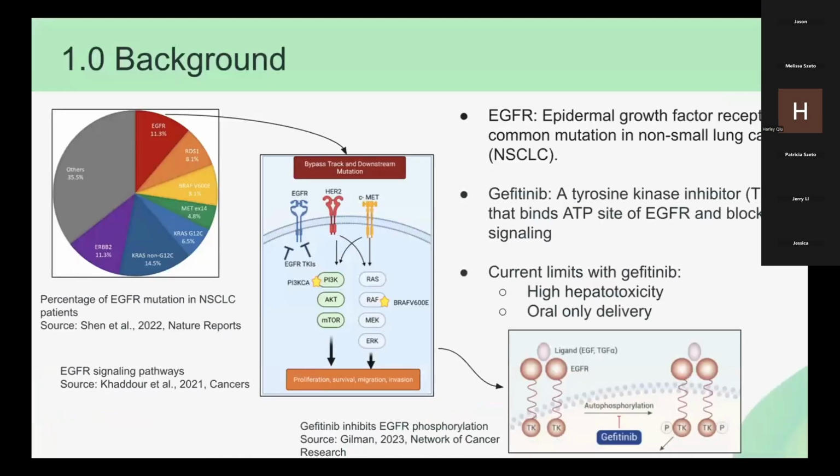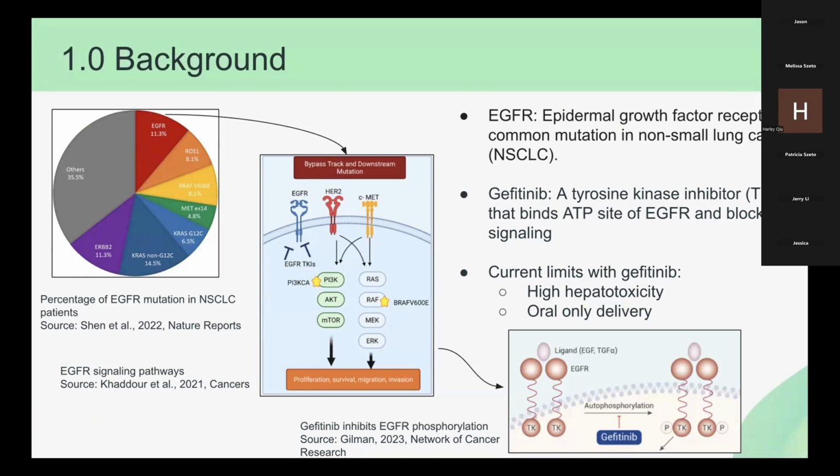So for the background, non-small cell lung cancer accounts for 85% of lung cancer. Gefitinib is a drug used to treat non-small cell lung cancer patients with an EGFR mutation. EGFR stands for epidermal growth factor receptor, which is a crucial protein that controls cell growth. And gefitinib works by blocking this receptor so the cancer cells stop growing.